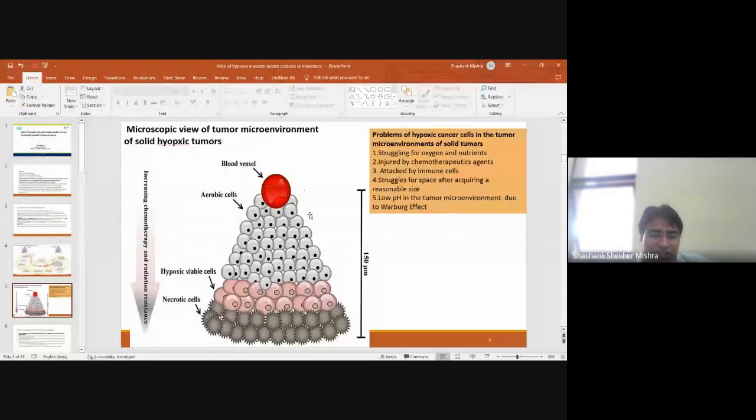And they are most easily attacked or injured by chemotherapeutic agents, and they can be attacked by immune cells also. They also struggle for space, because if the tumor is continuously increasing in size, the cells which were initially localized near the blood vessels constantly move away from the blood vessels, and one layer of cells keeps pushing the other layer of cells. So there is a constant struggle for space. Then the fifth problem: the pH in the tumor microenvironment is also observed to be very low due to the Warburg effect.